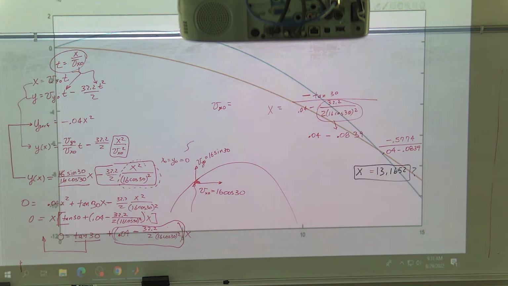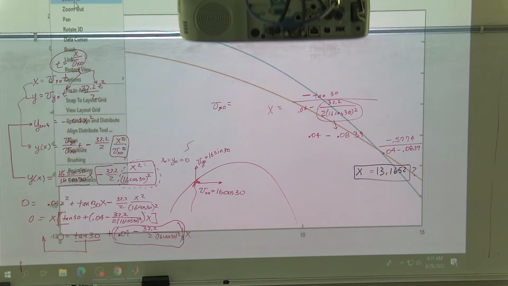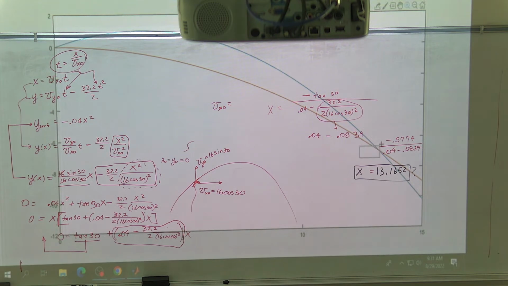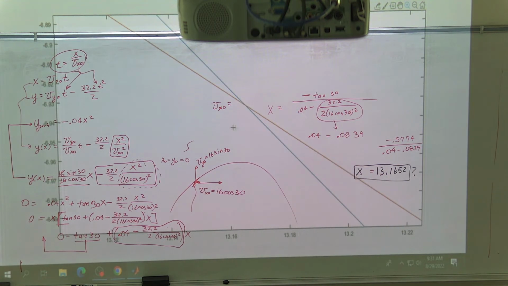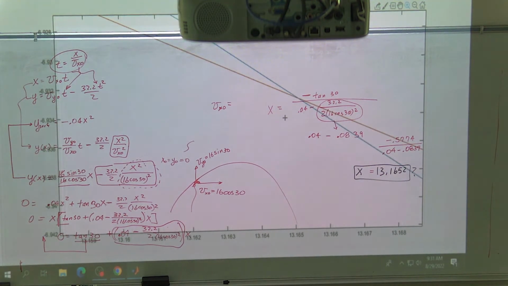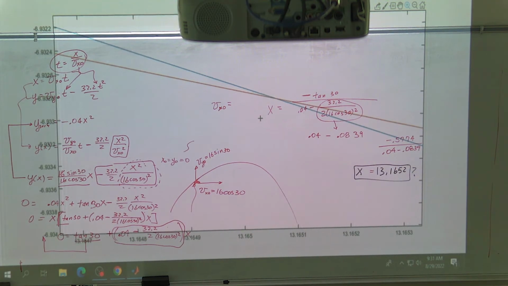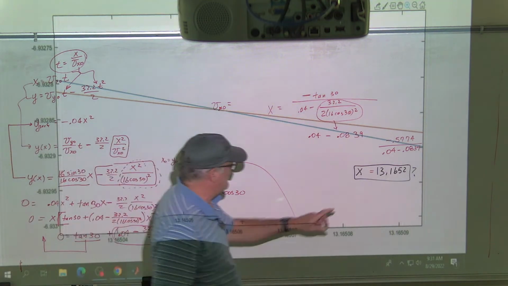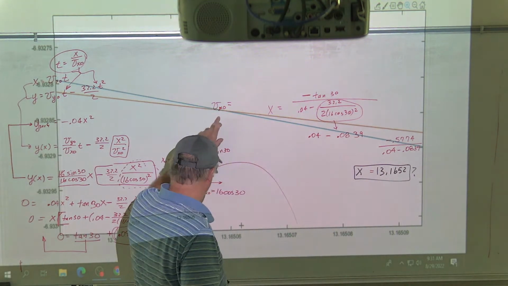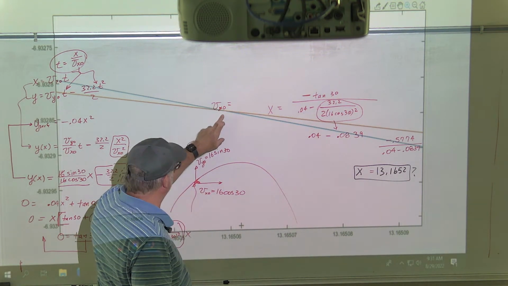If I want to see it, where's the zoom? I could say tools. There used to be a zoom. Zoom in. It's not responding all that fast. So if I zoom in, it looks like my answer's around 13.165, which is what I got here, 13.16562. So somewhere right in here.